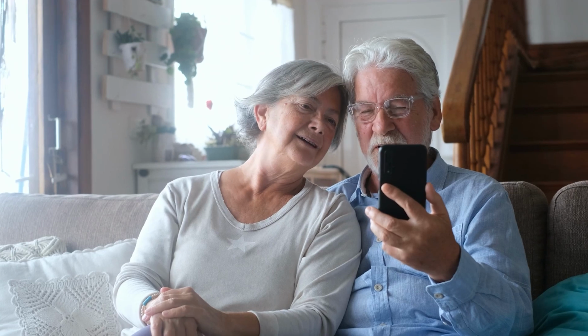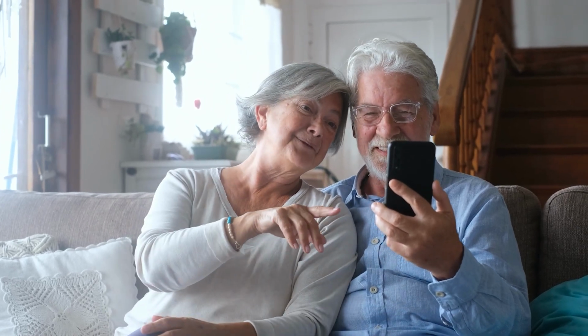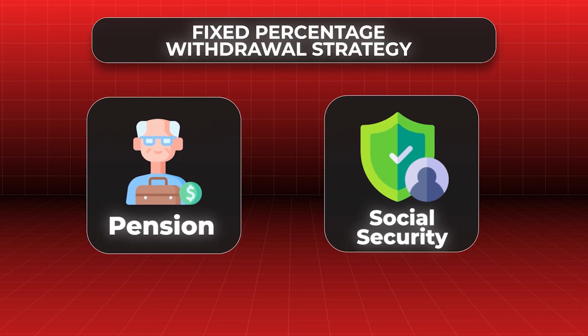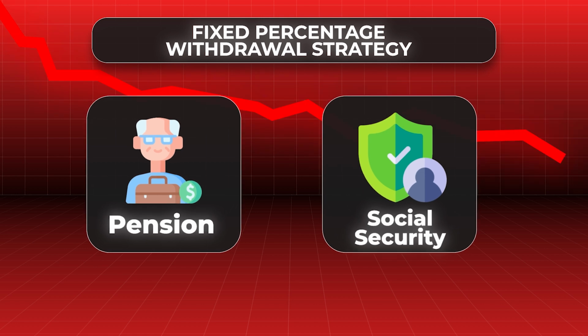This strategy is excellent for sustaining your investments over a long period, but is more suitable for retirees who are not solely dependent on the withdrawal income and have a higher risk tolerance. This strategy requires you to be flexible in your spending and have other sources of income such as pension or social security to cover your living expenses in the years when the stock market is down.